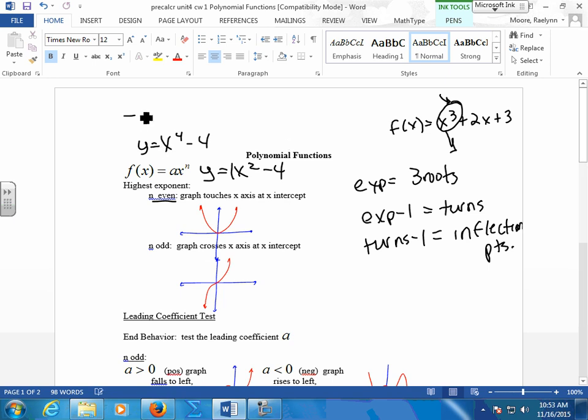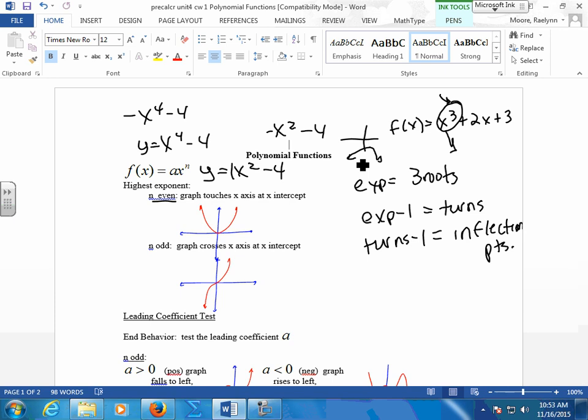So if I did this, both of them on the end would turn down. If I did this, they would both go down. So they behave the same when my exponent is even.